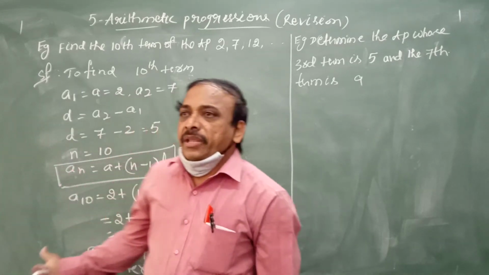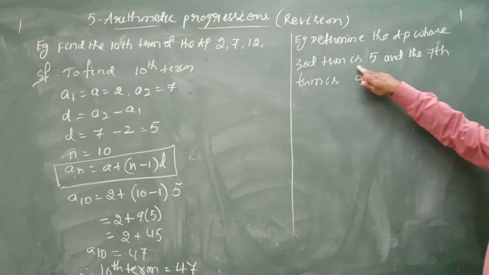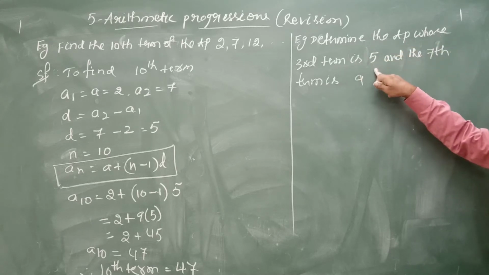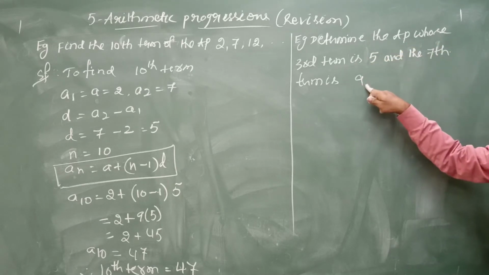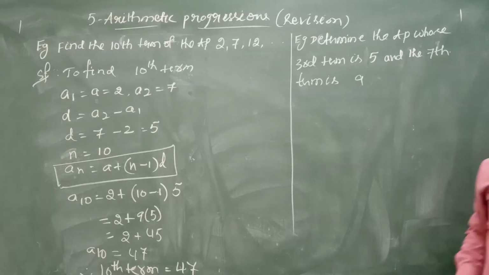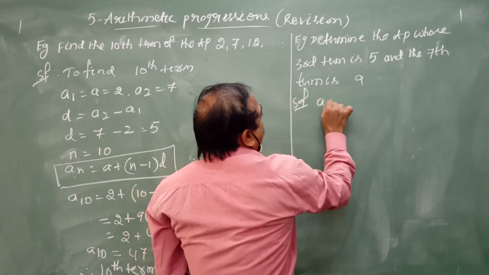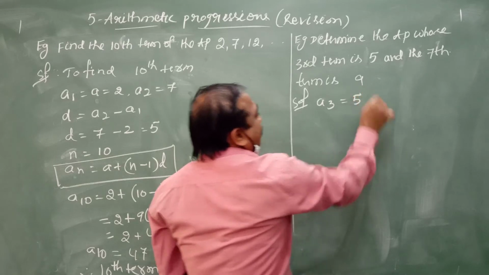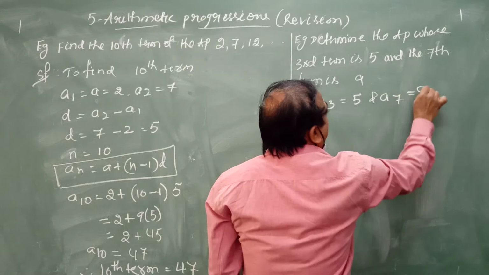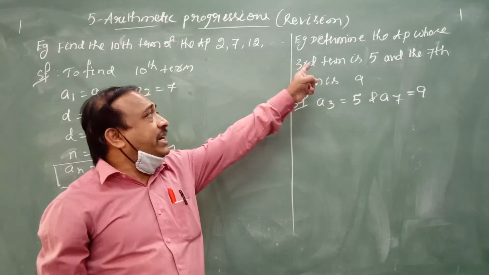Is it clear? Next. Now you see one more question. Determine the AP whose third term is 5 and seventh term is 9. Third term is given and seventh term is also given. So A3 is equals to 5, which is given, and A7 is equals to 9. By using these two you have to find the arithmetic progression.